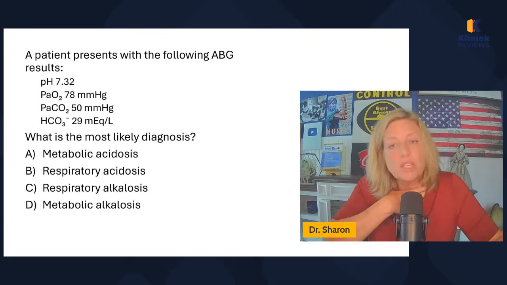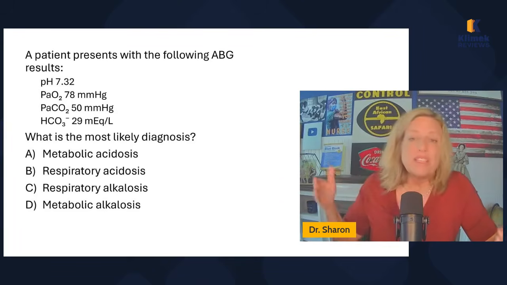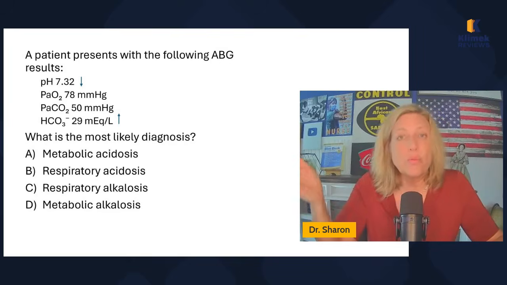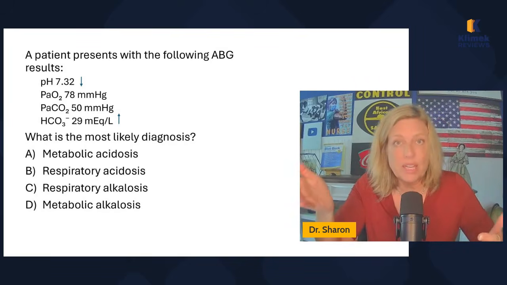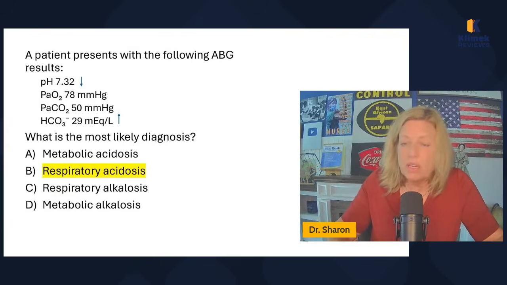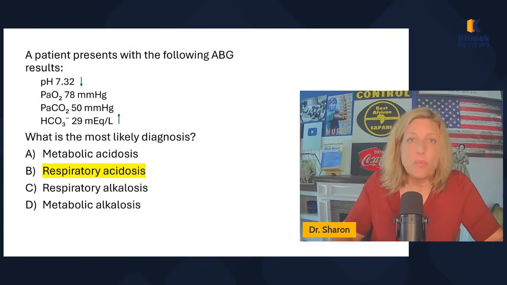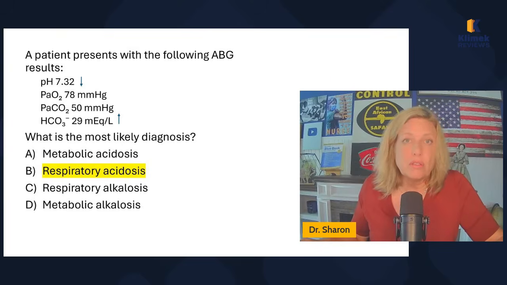So we only have to look at the pH and the bicarb, and the pH is down and the bicarb is up. So they're respiratory opposite. They're going in the opposite direction. So I can cross off A and C. No, I'm sorry. I can cross off A and D because those are my metabolic answers. So it has to be a respiratory answer. Well, which one is it? The pH is down. So it has to be respiratory acidosis. Don't make this more difficult than you have to.